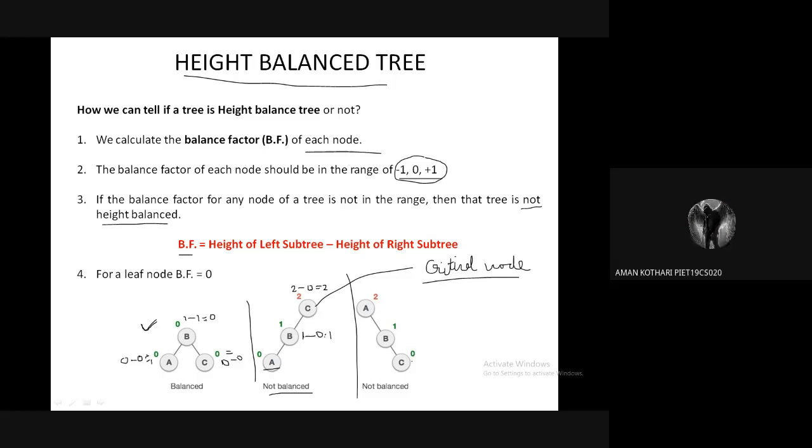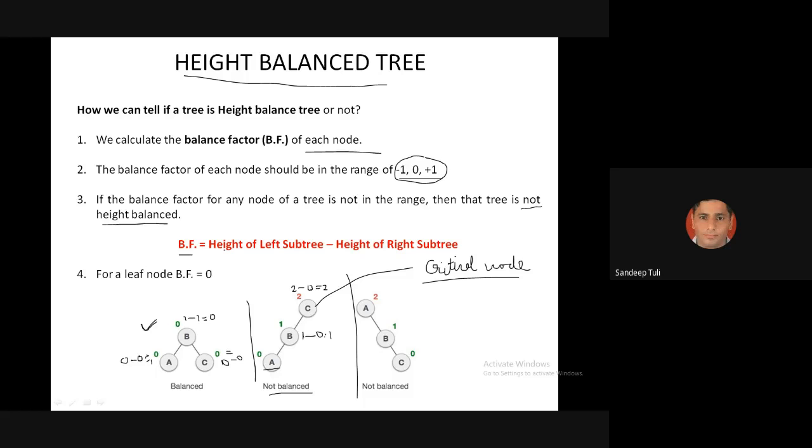A is 0, and the critical node is A. What is the balance factor of B? 1. What is the balance factor of B? -1. Yes, that is what I was asking. I have intentionally written it wrong here.